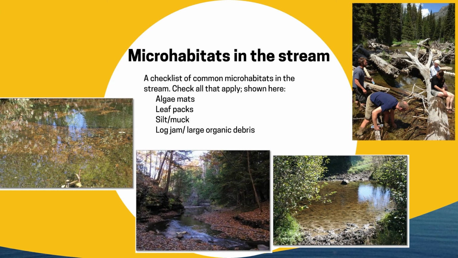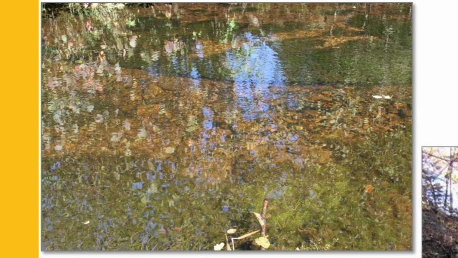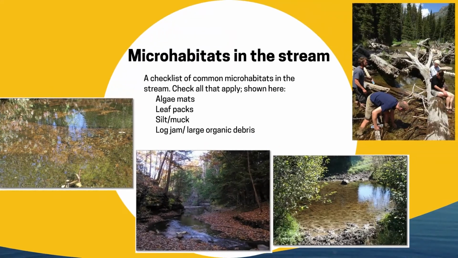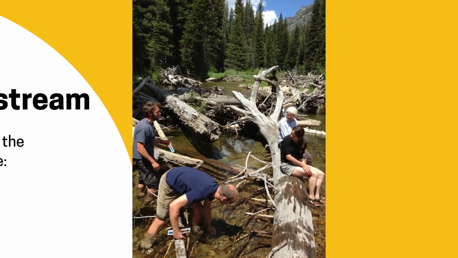Within your stream's reach, you will likely find multiple microhabitats. Each of these provides unique living conditions for a variety of aquatic macroinvertebrates and fish. Your assessment form contains a list of microhabitats. Check all that are present within your stream reach. Algae mats refer to any large areas on the bottom of the stream covered by algae growing on the substrate. Large organic debris refers to any logs greater than about 6 inches in diameter. These larger woody debris enhance stream stability and habitat.